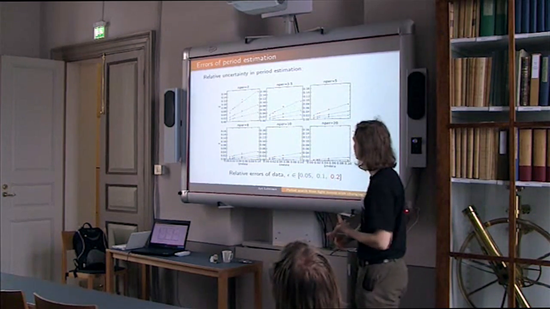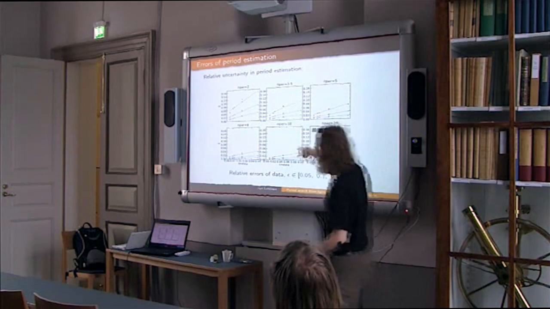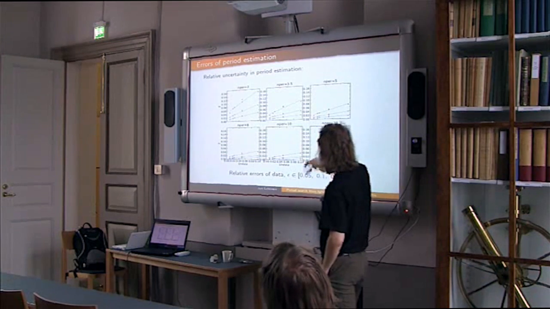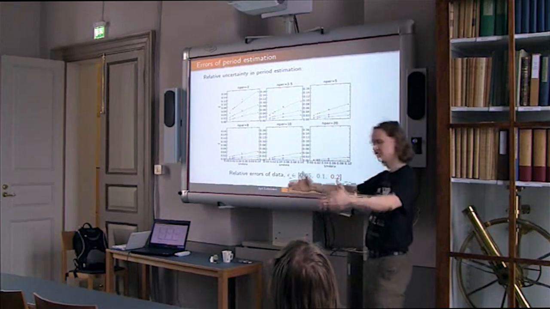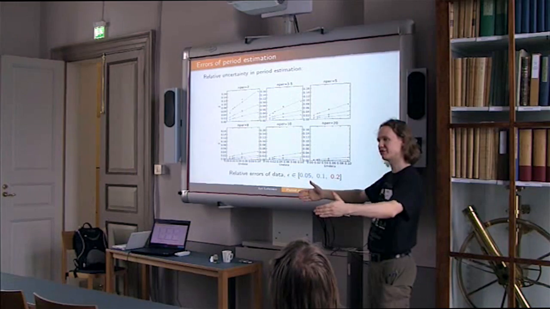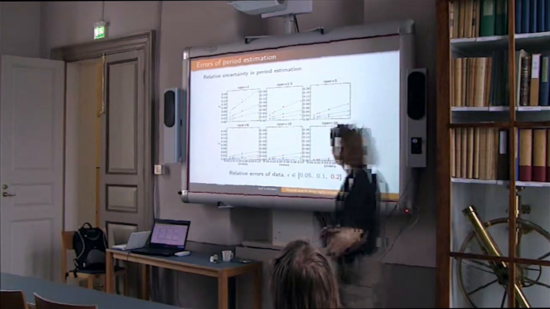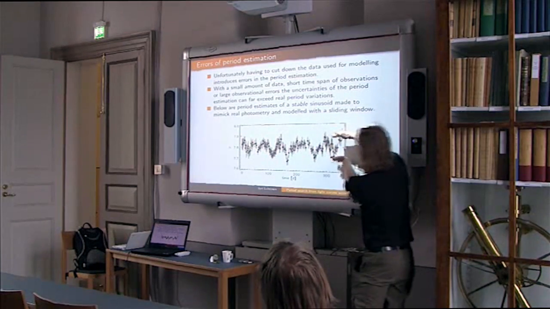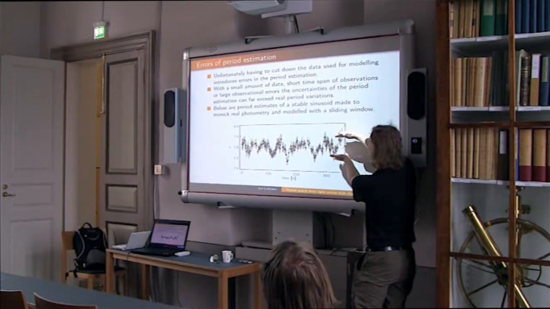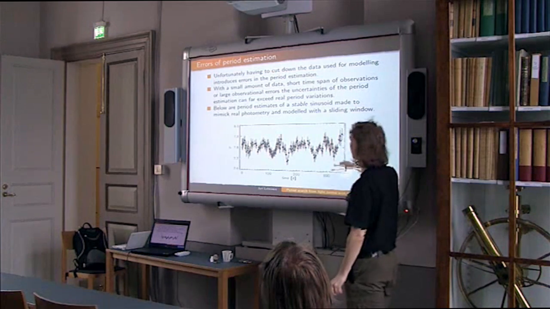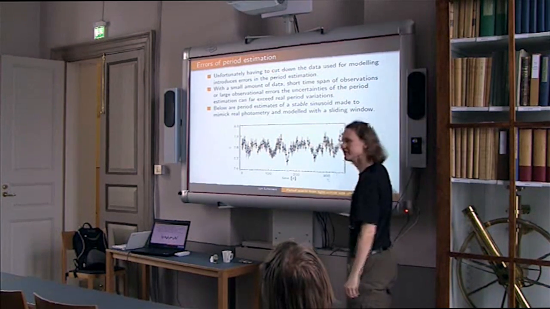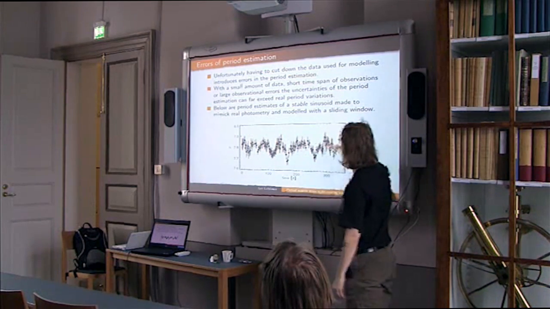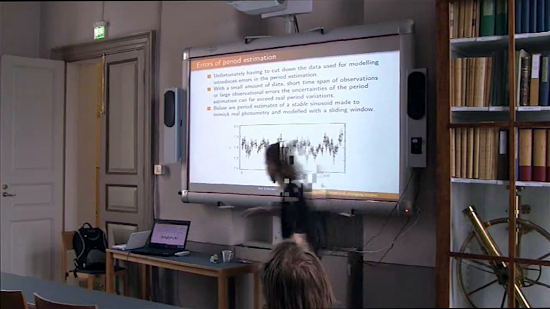The more noisy your data is. So okay, I should also explain the vertical axis. This means the relative scale of the period variations, so the scale of this variation with respect to the period value. So the ratio of this variation with the actual period.